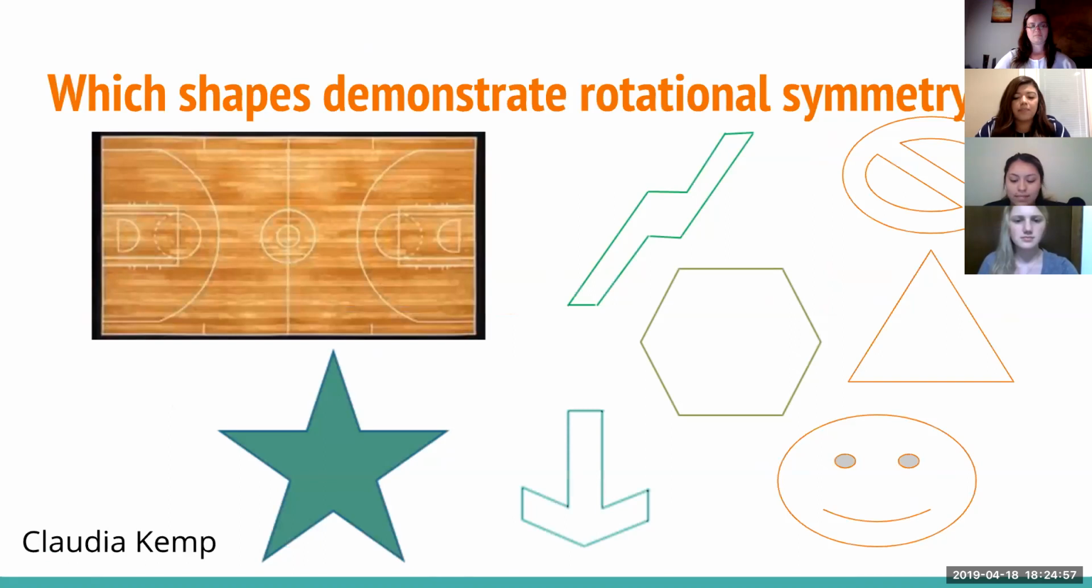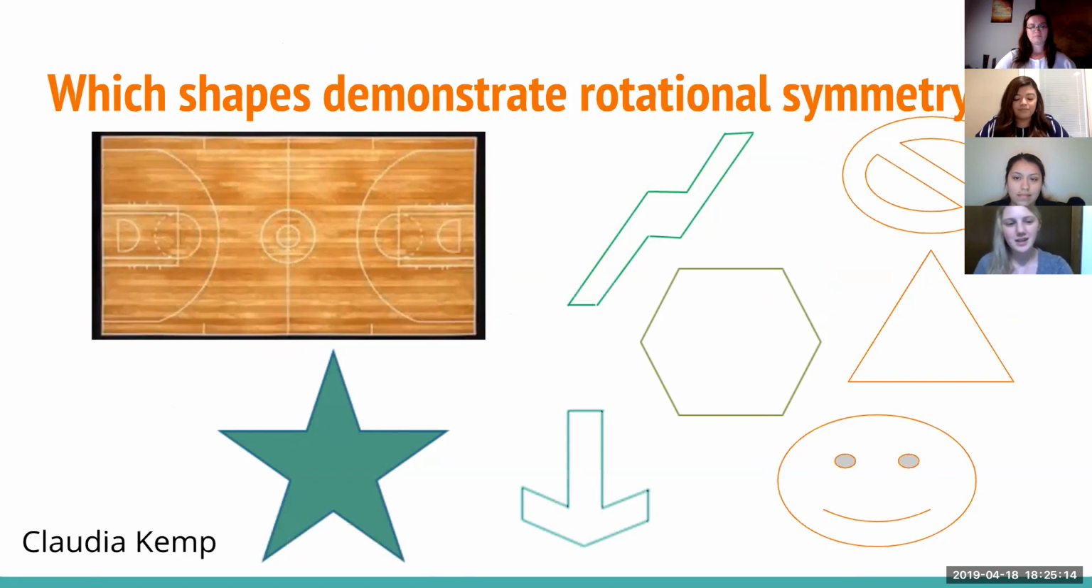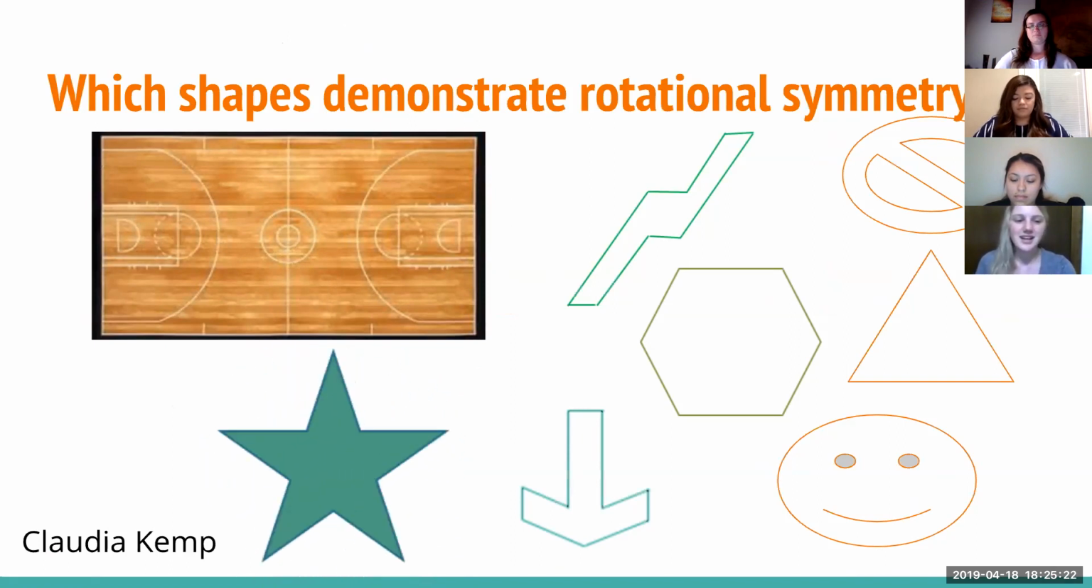Now, Claudia, how many of these shapes demonstrate rotational symmetry? Great question, Jasmine. I should be able to do this since you taught us what rotation means earlier. The basketball court can be spun 180 degrees and still look the same. Therefore, it has rotational symmetry. The star can be spun to a few different places and still be the same. And then the top left shape can be spun 180 degrees and look the same.